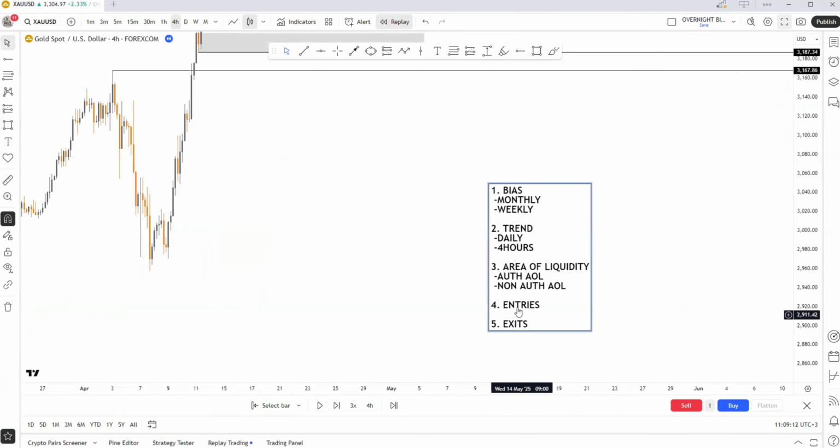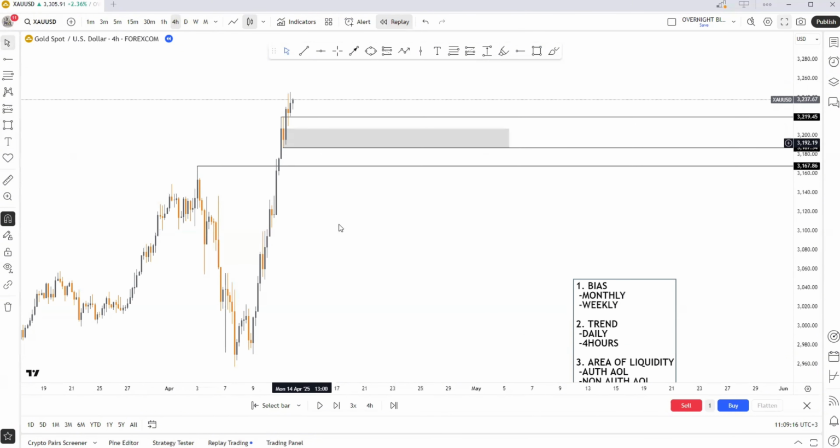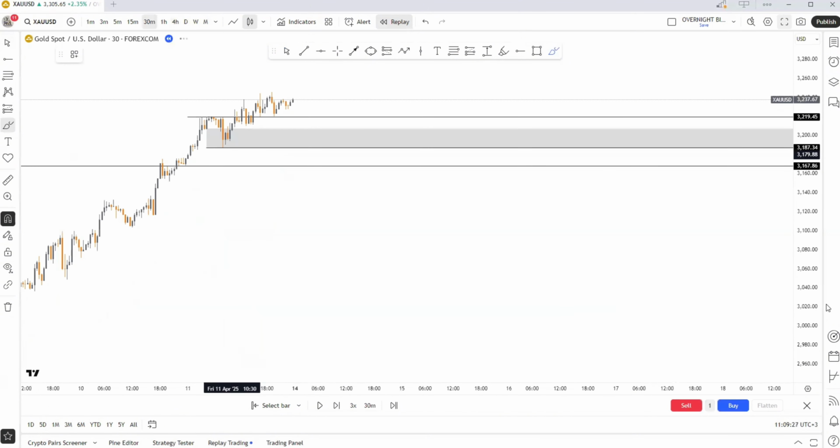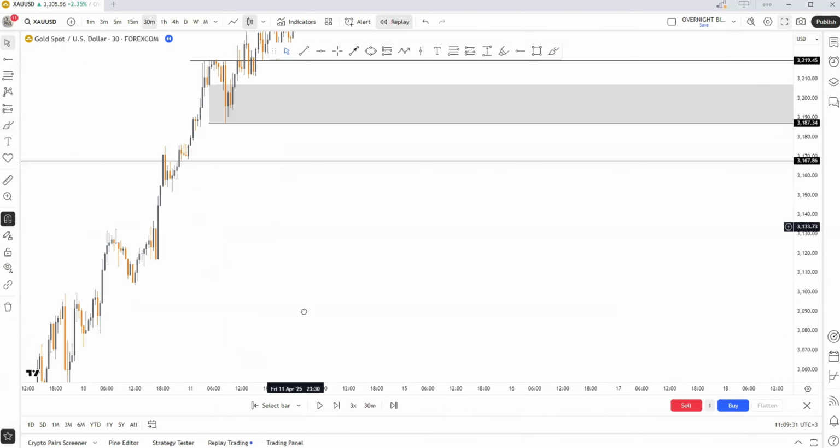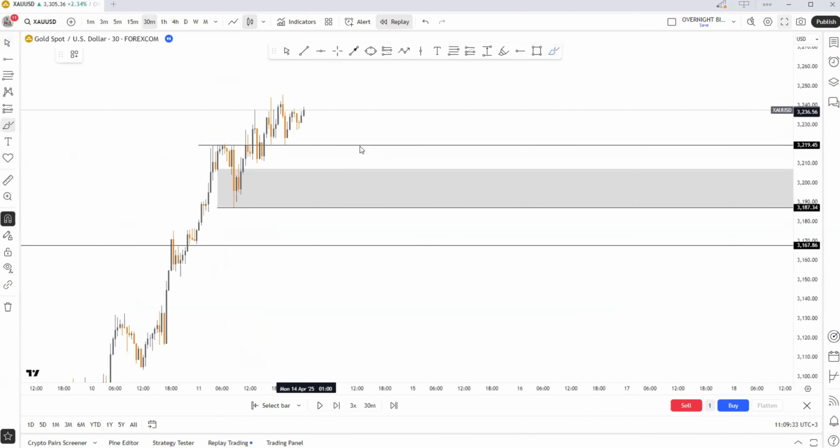The next step is to find the entries. Now, how do we enter on this non-authenticated area of liquidity? In case the market offers us some position, we need to wait. For instance, this is 4 hours. Its coordinated time frame is 30 minutes. So on 30 minutes time frame here, we need to wait for what we call the shift information in order for us to enter the market. So make sure you follow this guide in a clear way. So let us proceed to see if we can have the shift information after price entering this area of liquidity.